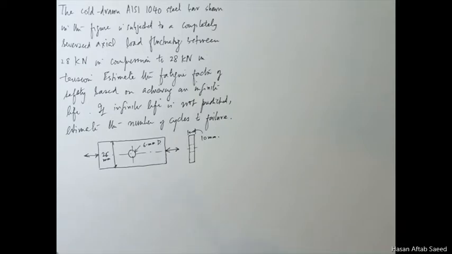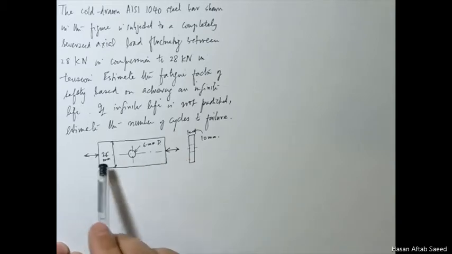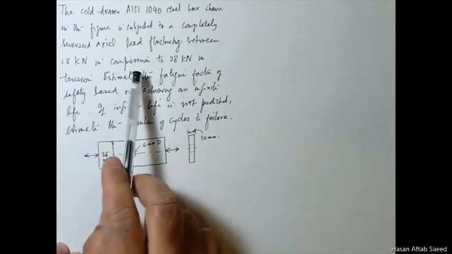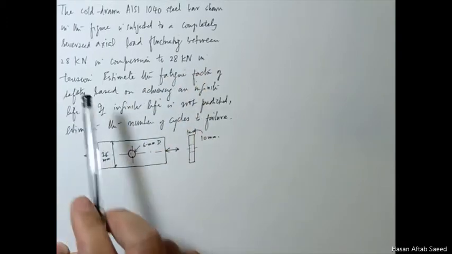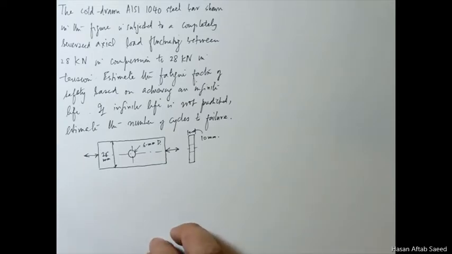The cold drawn AISI 1040 steel bar, as shown here, is subjected to a completely reversed axial load fluctuating between 28 kN in compression and 28 kN in tension. Estimate the fatigue factor of safety based on achieving an infinite life. If infinite life is not predicted, estimate the number of cycles to failure.